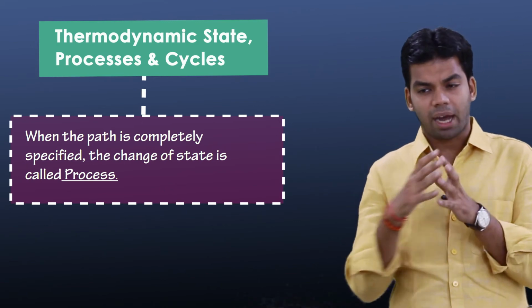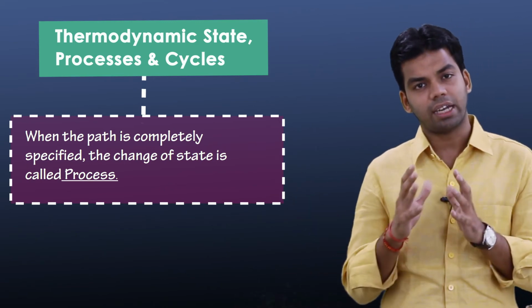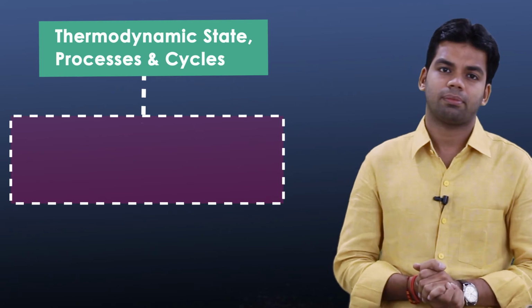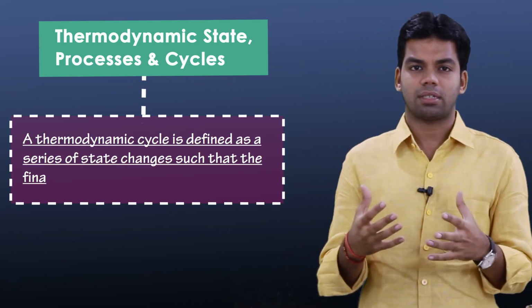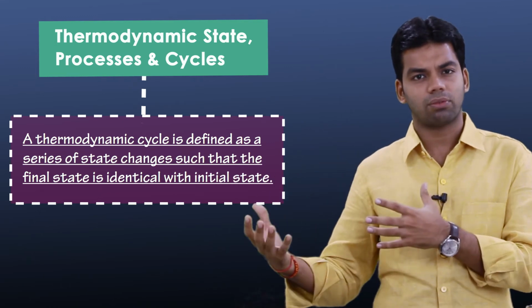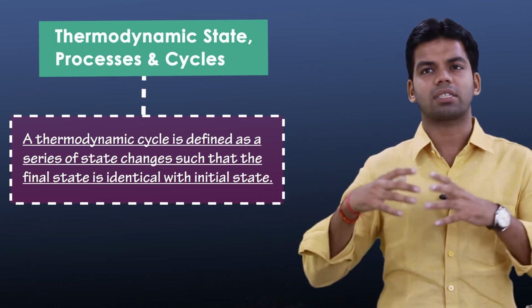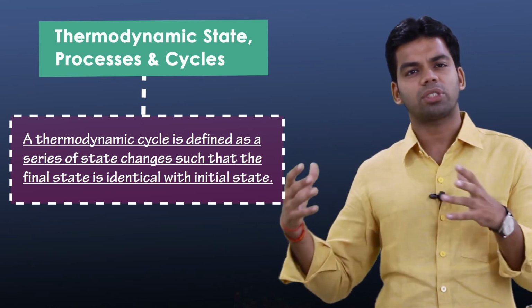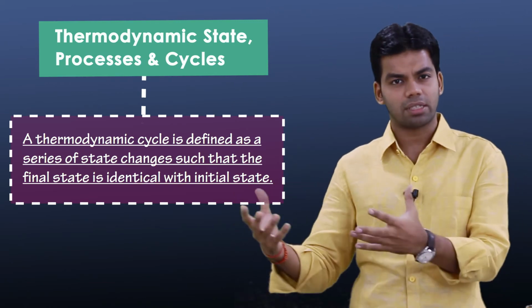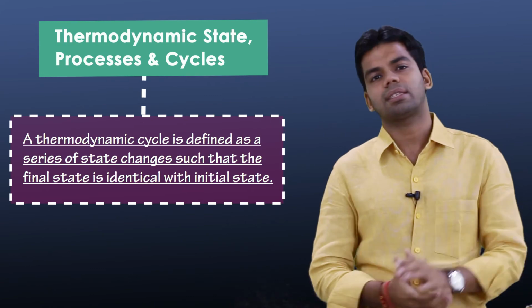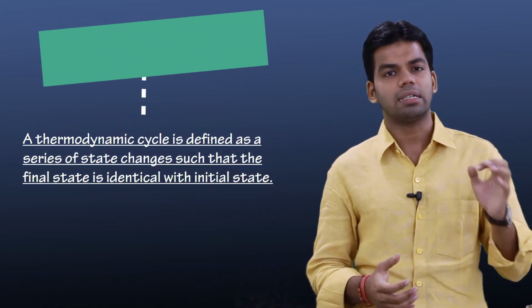So, if that path is completely specified, then that becomes a process. And what is a cyclic process? If the initial state of the system is the same as that of the final state, if the system is going through a number of changes of state such that the initial state of the system is the same as that of the final state, then we can say that the process is a cyclic process.